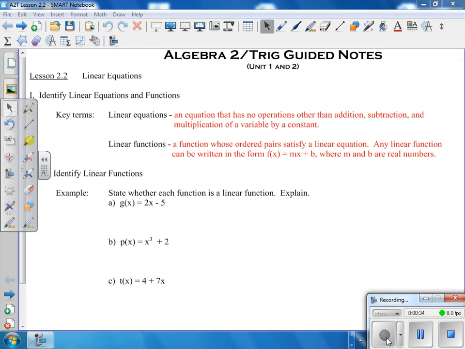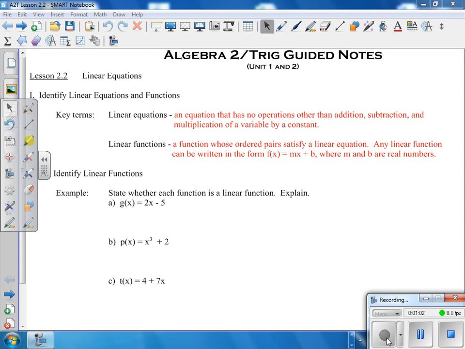A linear function, we're going to use that functional notation that we talked about. f of x is like a y, a function whose ordered pairs satisfy a linear equation. Any linear function can be written in the form f of x equals mx plus b, which would be slope-intercept form, where m and b have to be real numbers. So pause the video if you need to write those down, and then we're going to go on to identifying linear functions. State whether each function is a linear function.